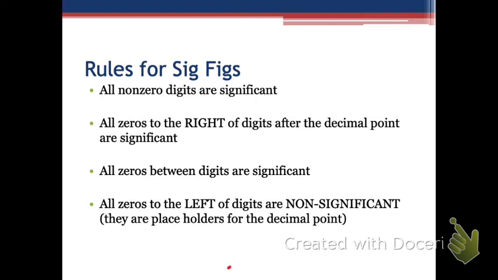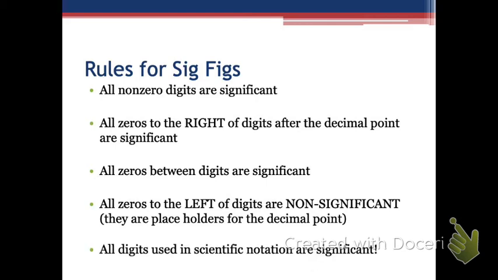Okay, the last one is that all digits used in scientific notation are significant. And I want to maybe add one little thing in here. I want to say all visible digits. And I'll tell you what I mean when I say visible digits. All visible digits used in scientific notation are significant.